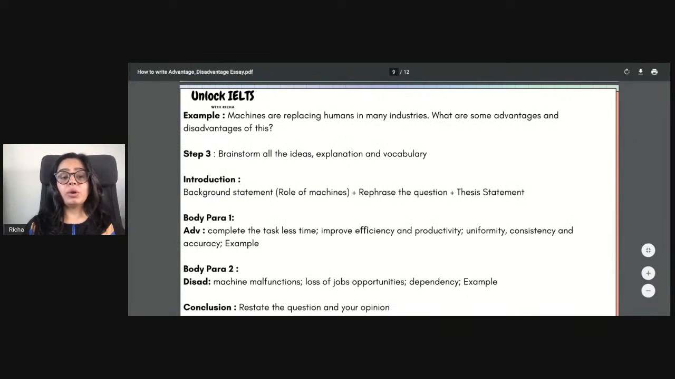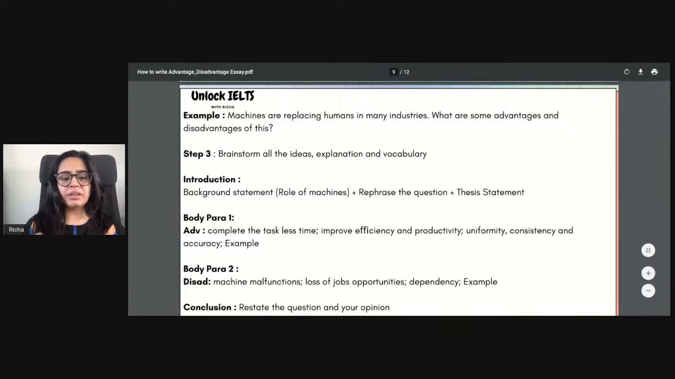Now, step 3, where we're going to brainstorm all the ideas, explanation, vocabulary, and examples. So, in the same example, let's begin with the introduction. As we could recall, the introduction always started with the background statement. It's an optional one. If you can think of something, then you should always write it.